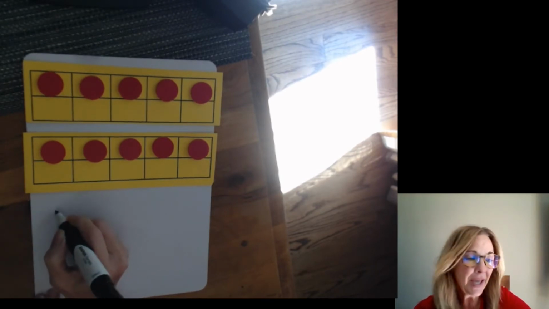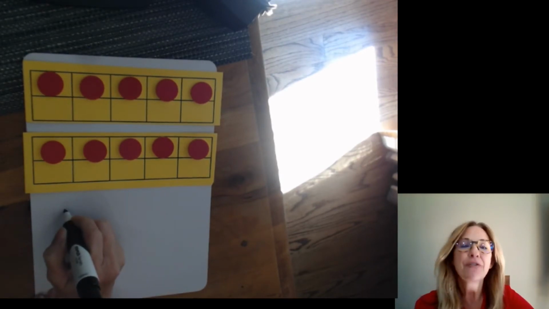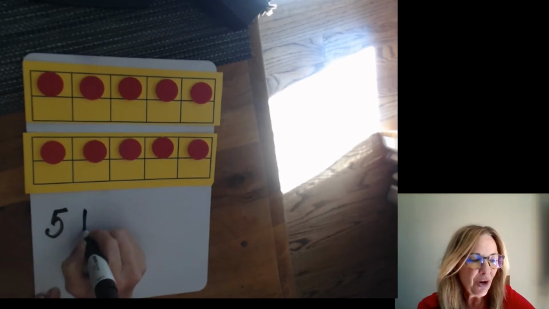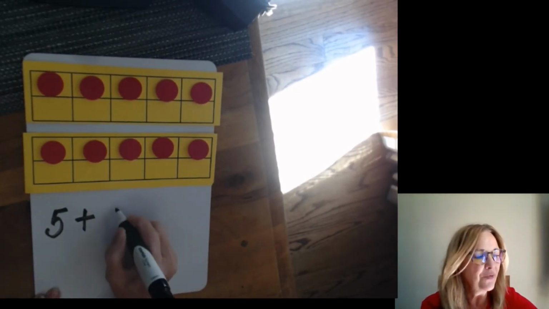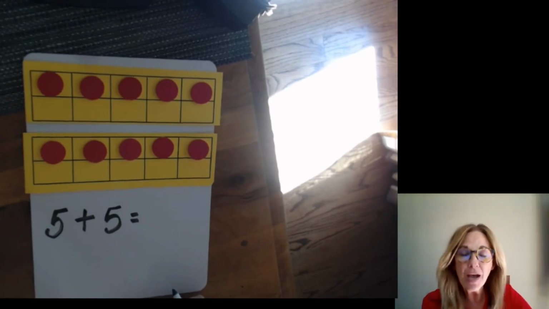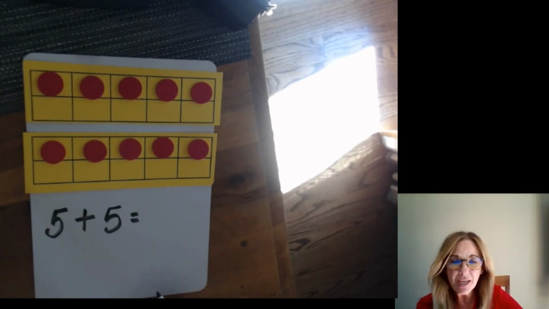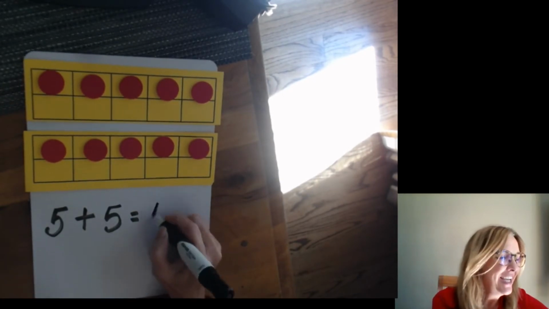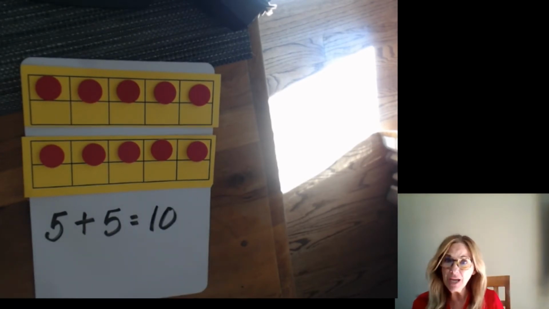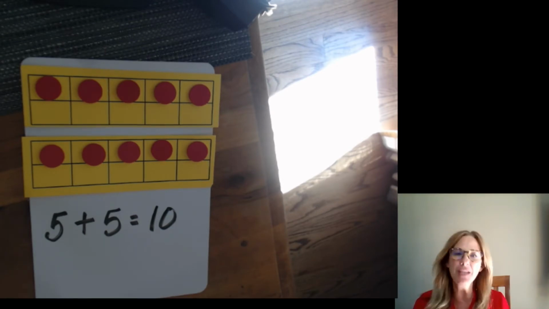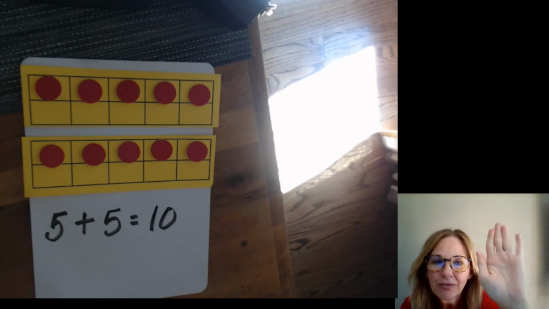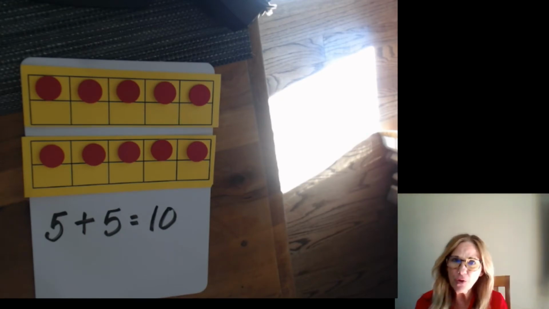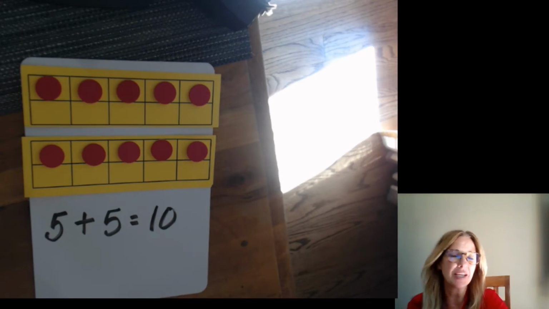How many are on the top again? Everybody say it. 5. How many are on the bottom? Yes, 5. And we know that 5 and 5 make how many? Everybody? 10. Wonderful. Did anybody have another way? I'm seeing head shaking no. Everybody had this way of making the number 10. Give me 5. 5. Wonderful. I love when we share how we think.